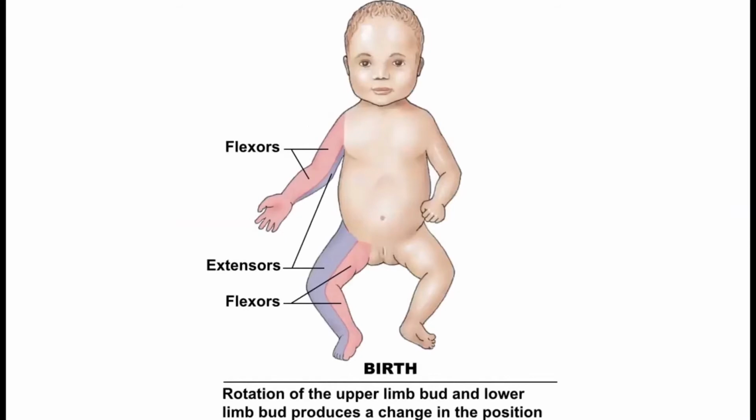Those are your flexors. Again, flexors decrease the angle between the joint. Extensors increase the angle between the joint. So your anterior muscles of your arm are flexors. Your anterior muscles of your leg are extensors. The posterior muscles of your arm are extensors. The posterior muscles of your legs are flexors.